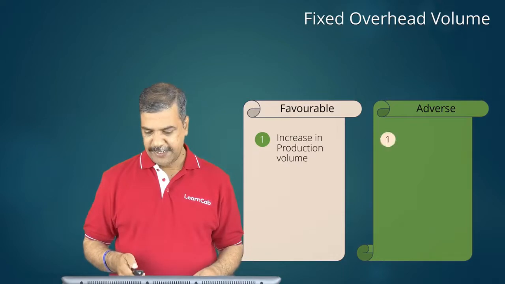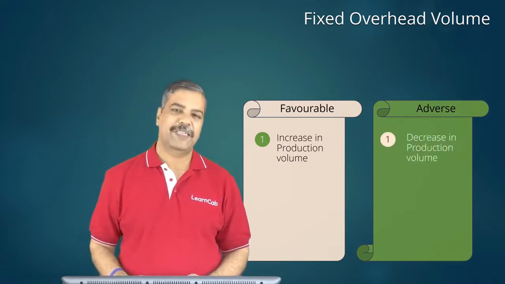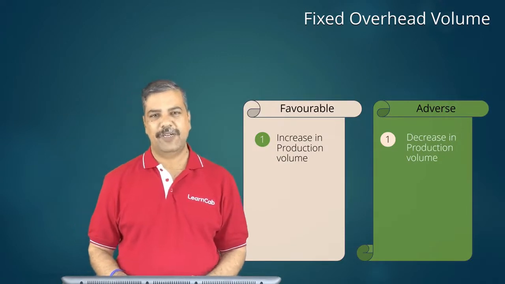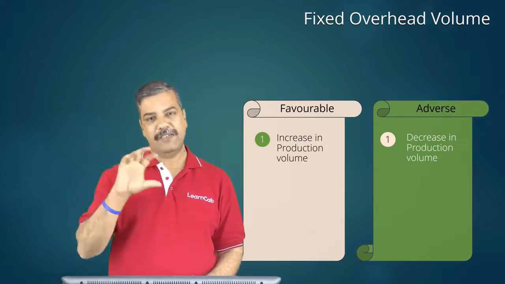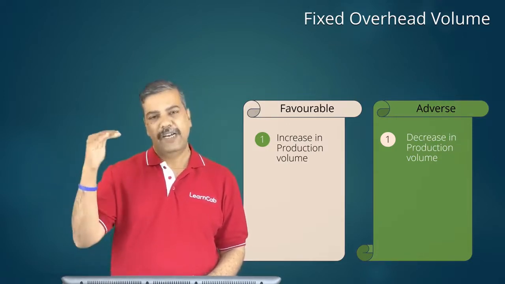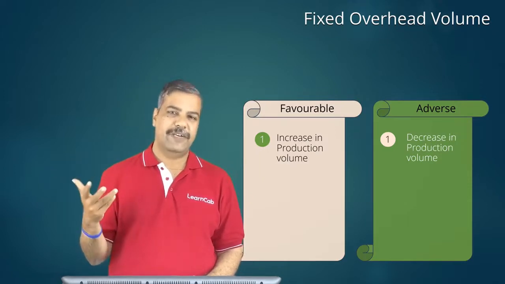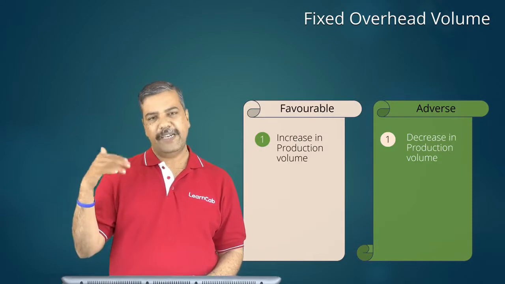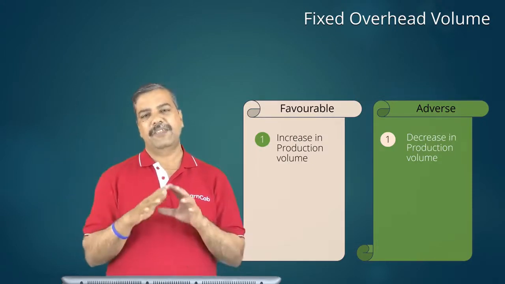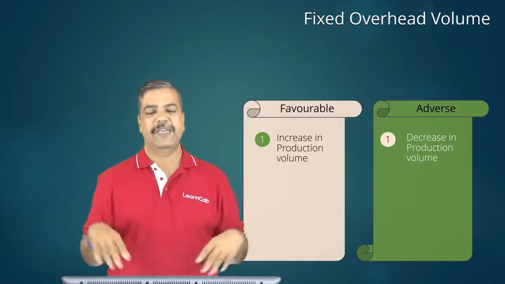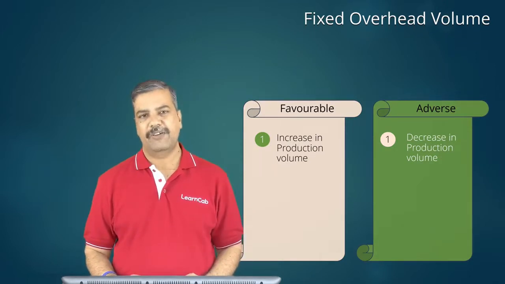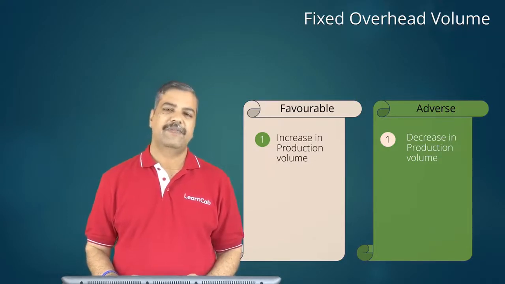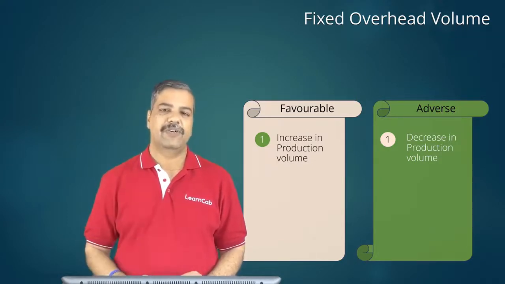But what is unfavorable is a decrease in production units. Why a decrease in production units? Because the lesser the number of units you manufacture, the per unit cost goes up, because it is the total amount of fixed cost divided by the total number of units you are making. So the lesser the denominator, the higher the per unit cost. The fixed cost is the same for both favorable and unfavorable. So it is highly disadvantageous, or unfavorable, when production comes down, because the fixed cost absorption into your product cost is very high when we talk about the adverse effect.